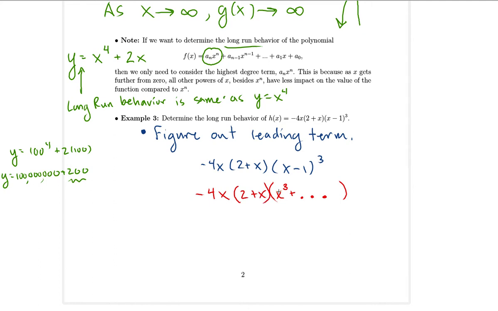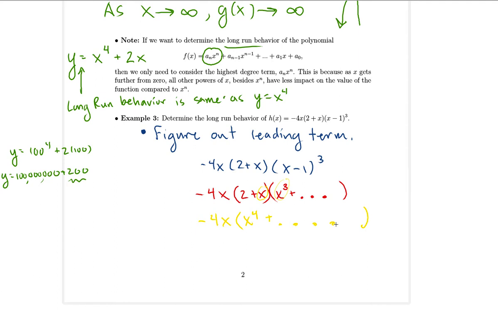Now when you multiply this by 2 and this by x, you're going to get lots and lots more terms, right? So again, let's not overly burden ourselves here with too much detail. I think we can agree that the very highest degree term you're going to get is this x cubed times this x. So you're going to have x to the 4th, and then a whole bunch of other stuff. But who cares what it is?